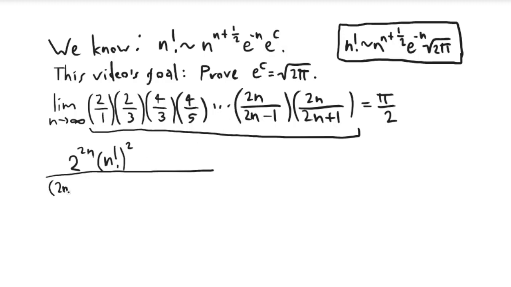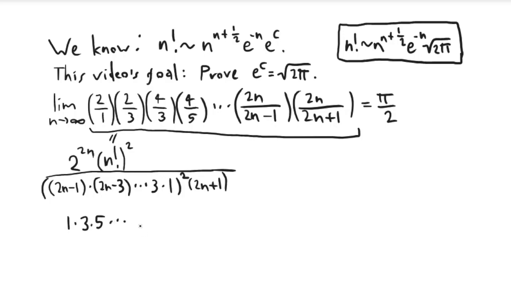So it is 2n minus 1 times 2n minus 3 and so on, times 3 times 1. So this is kind of like a factorial, but it's only odd numbers, and squared, and then times 2n plus 1. Okay, so this that I just wrote is the same as this expression. Great. So now I want to think a little bit more about this: 1 times 3 times 5 up to 2n minus 1.